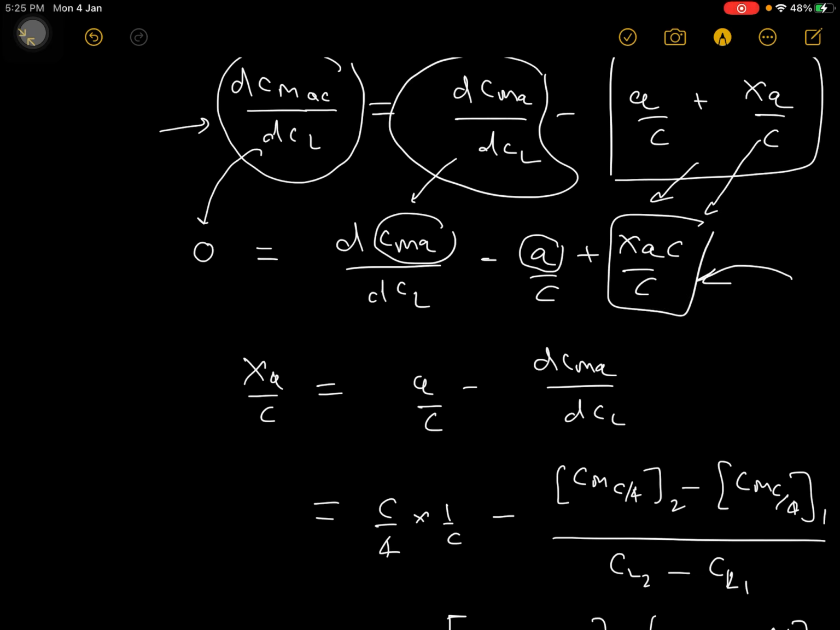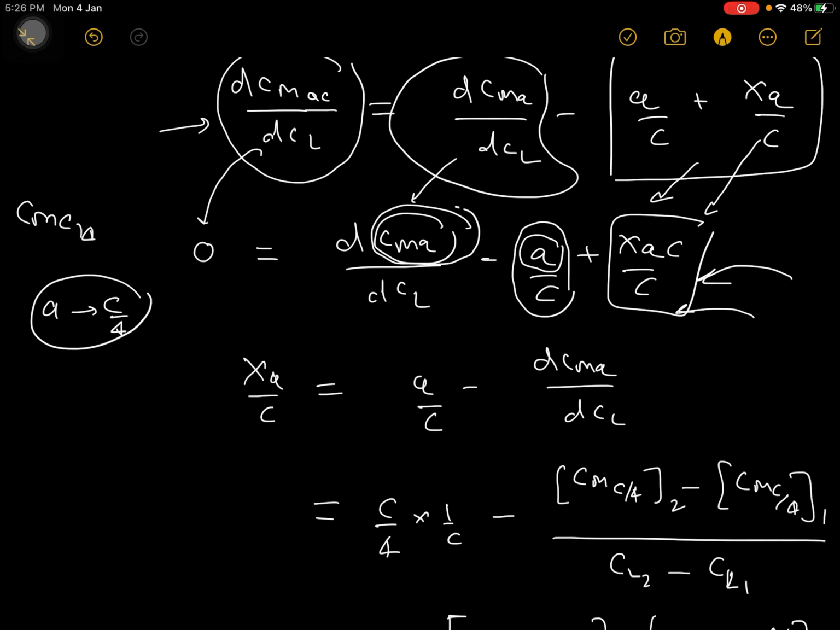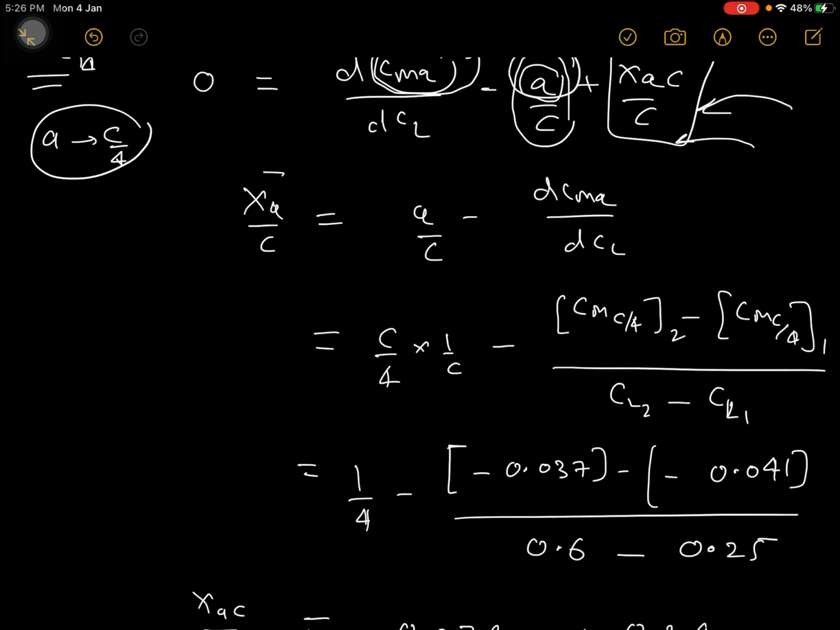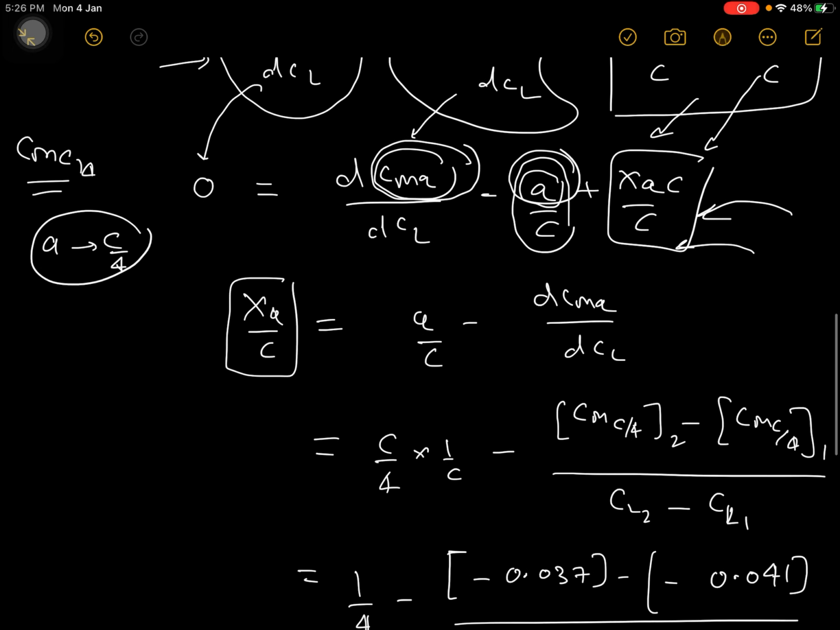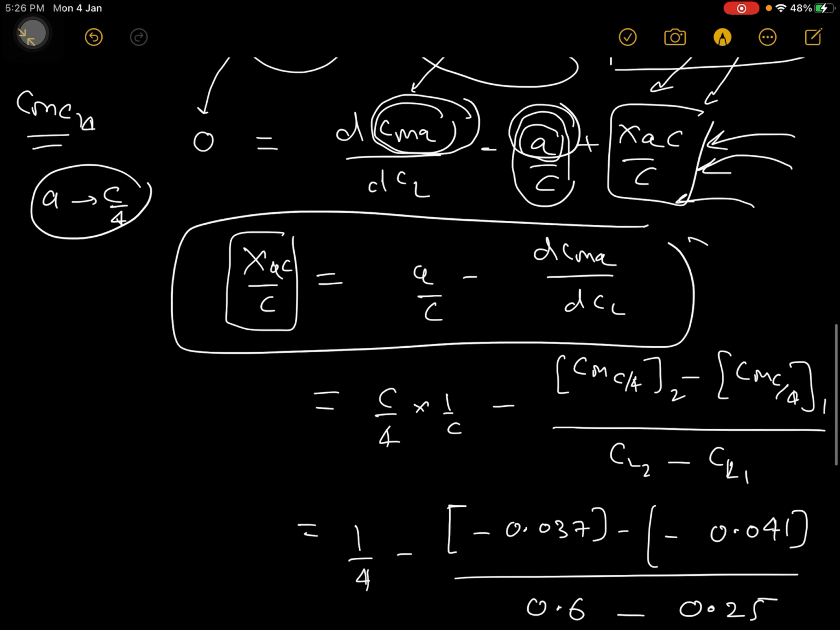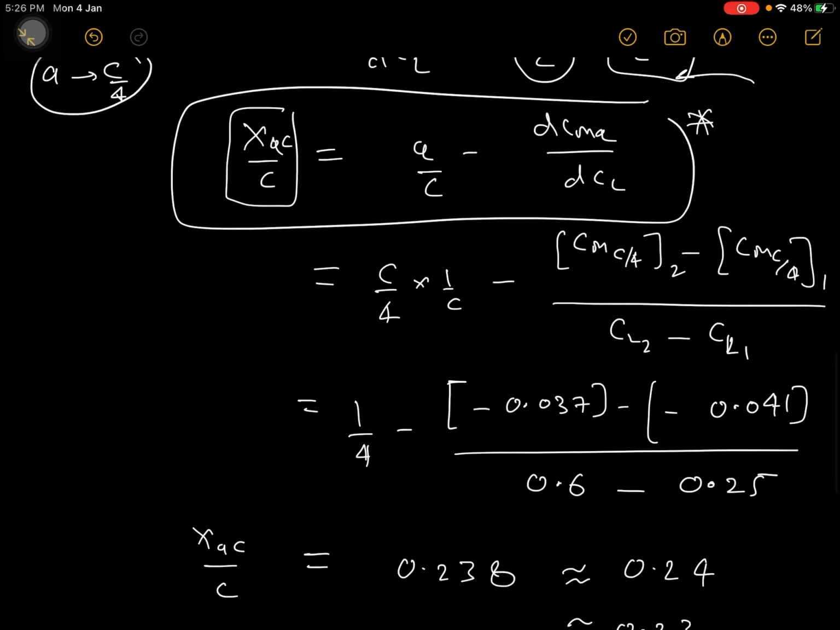By using this equation we can find out this part, but what about this A by C? Actually this A is like C by 4. Why am I saying A as C by 4? Because Cm C by 4 is given, so this Cm I will use as Cm C by 4, so this A I will use as C by 4. So this XA by C is given. Thus this XAC I can find out by rearranging the equation, so it will look like this. You can also take it as a standard equation, and after that substitute the values, and this A value substitute as C by 4, and this 1 by C is remaining here, so C will get cancelled, so you will be having 1 by 4 here.